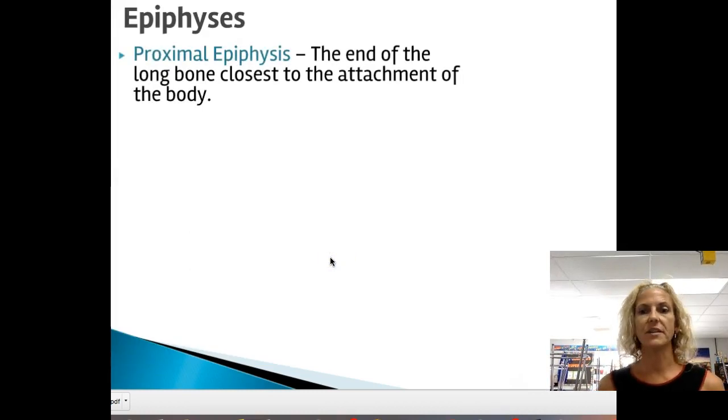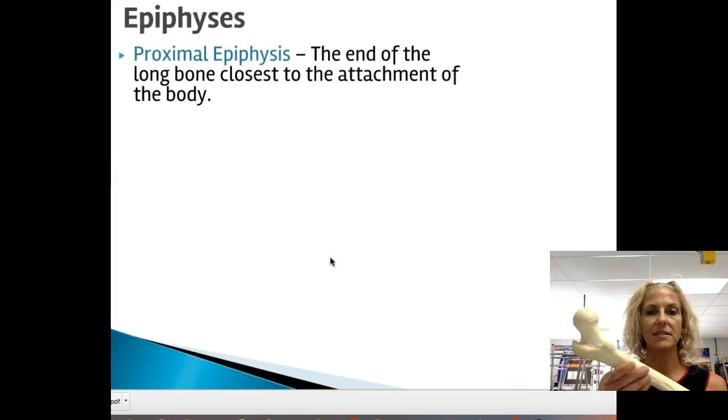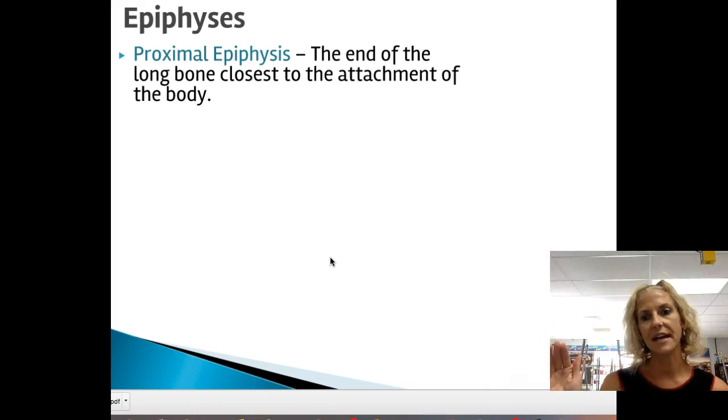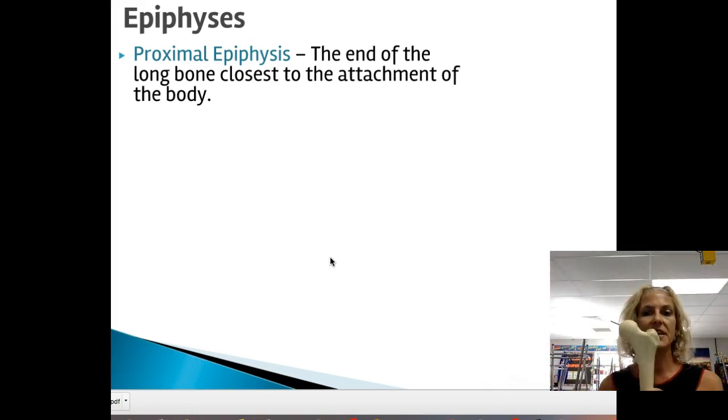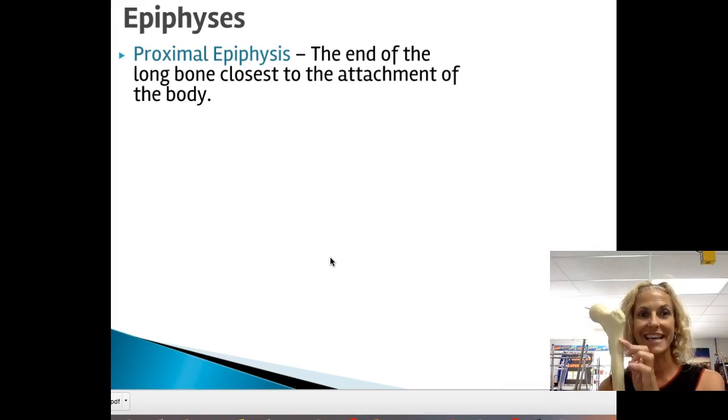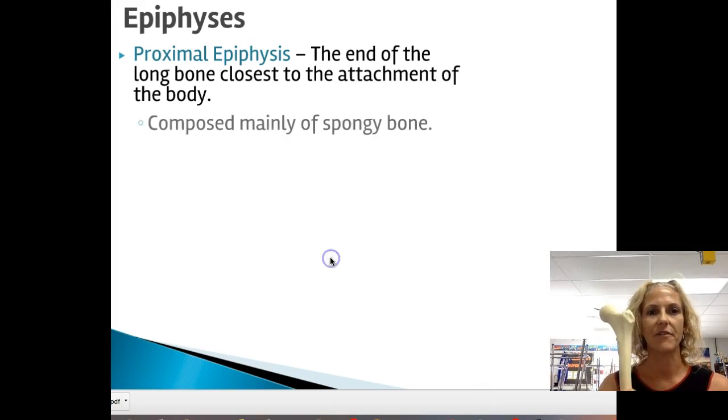So the epiphysis, we can talk about two ends. You have the proximal epiphysis and the distal epiphysis. How do I know which is which? Remember, proximal is closest the attachment of the body. And this end of the femur makes up your hip. So that is closer than my knee, which is this end here. So that concept makes this the proximal epiphysis, which is closest the attachment of the body.